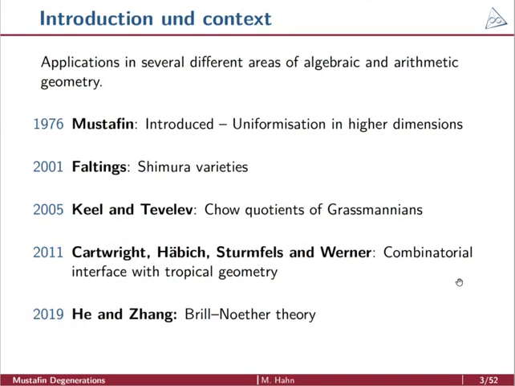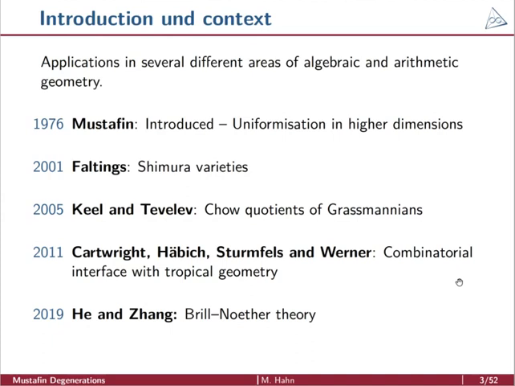So here we have a highly non-complete list. If you can't associate anything with the words I'm saying on the slide, it doesn't matter for the rest of the talk. I just wanted to illustrate the vast array of applications of Mustafin degenerations. In 1976, they were introduced by Mustafin in his work where he generalized Mumford's seminal work on the uniformization of curves to higher dimension.